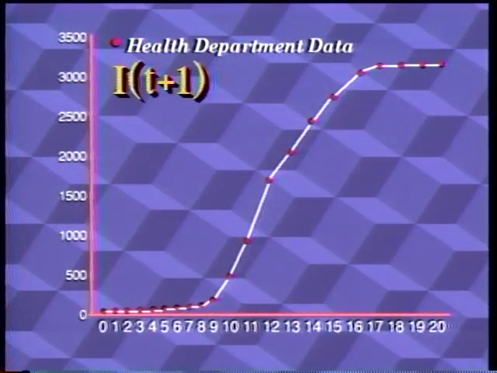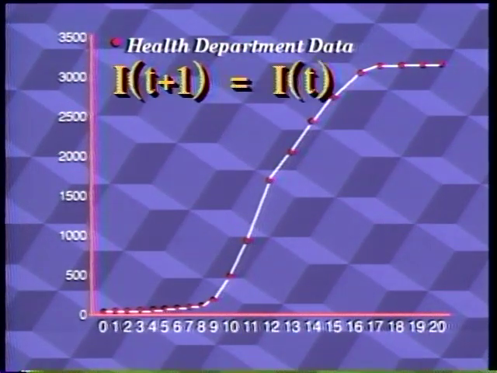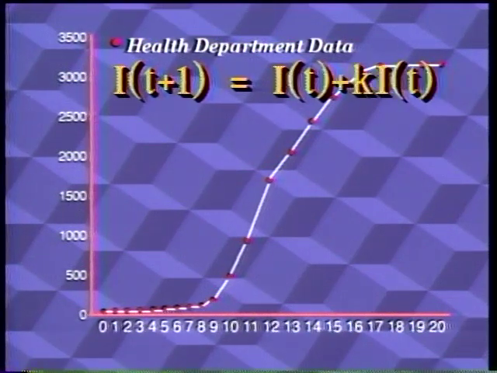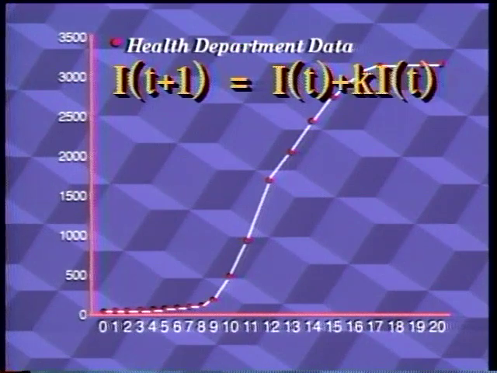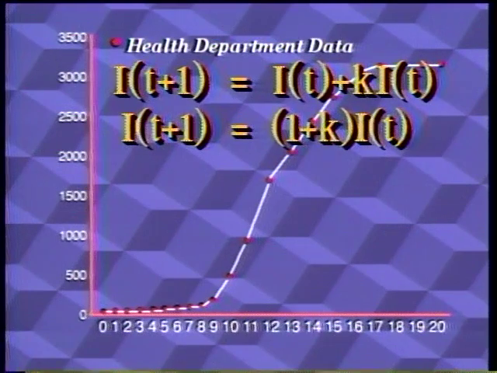Let's say the number of people infected at time t plus 1, I of t plus 1, is equal to the number of people infected at time t, I of t, plus the change during one time period, k I of t, where k is the infection rate. Here, k I of t represents the number of newly infected individuals during a given time period. Let's rewrite the equation so it now looks like this. This difference equation has a solution, and here it is.